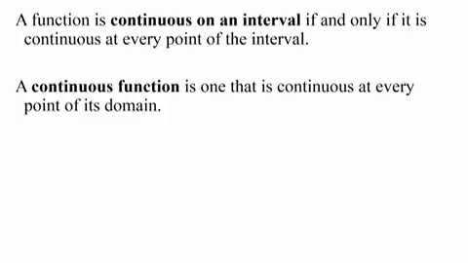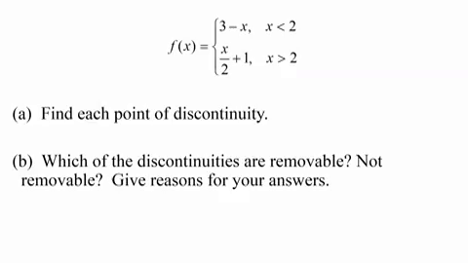Let's try an example. Given f of x is the following piecewise function: 3 minus x for x less than 2, x over 2 plus 1 for x greater than 2. A. Find each point of discontinuity. B. Which of the discontinuities are removable, not removable? Give reasons for your answers.